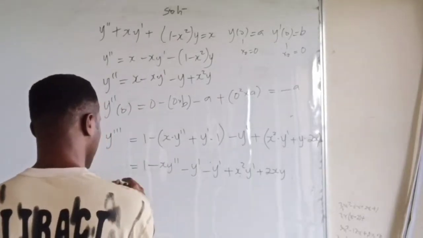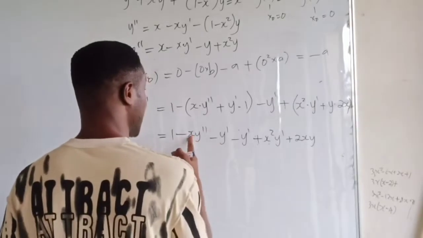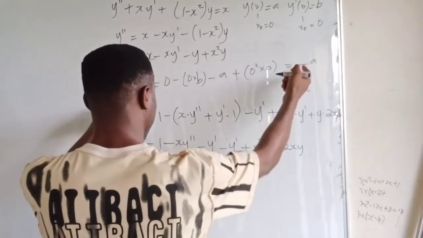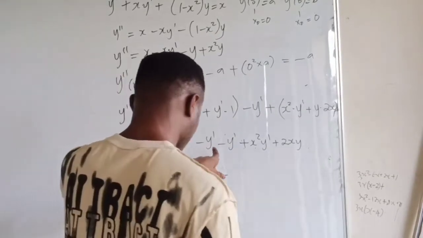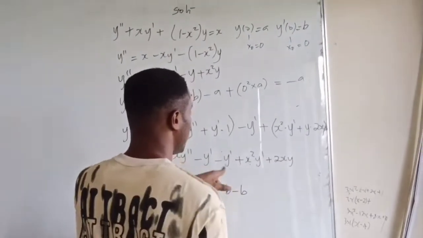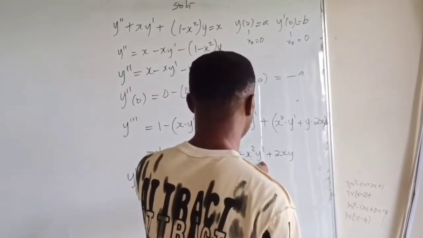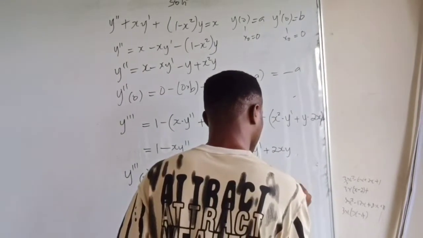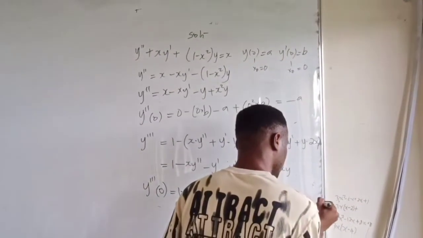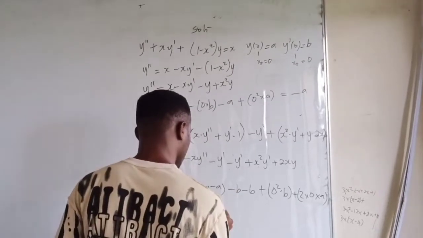So applying our initial conditions, y to the third differential of 0 is equal to 1 minus, we know that x from here is already 0, so that will give me 0 times our y prime prime. What's our y prime prime of 0? We have already gotten it as negative a, so I'm going to have negative a minus, we have our y prime. What's our y prime? Y prime is b, so it's going to be negative b, and of course negative b. So plus our x is 0 squared times our y prime is b, plus 2 times our x is 0 and our y is a. So bringing out the whole solution from here, we know that all these turn to 0. We are left with 1 minus 2b.